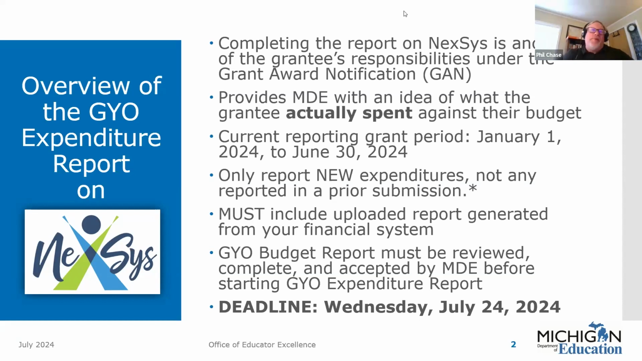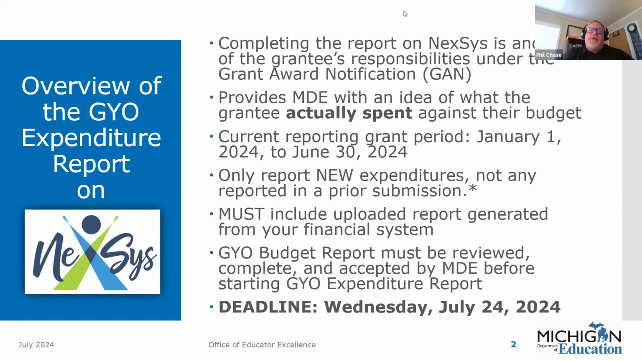Like the previous GYO expenditure report we asked you to submit, this one also requires that you include an uploaded report that's generated from your own district's financial system. I believe we're taking PDFs or Excel spreadsheets. I'm not quite sure; Wendy will confirm that. But that is important. We need to know that your own report on your side agrees with the data you're putting into our Nexus system.